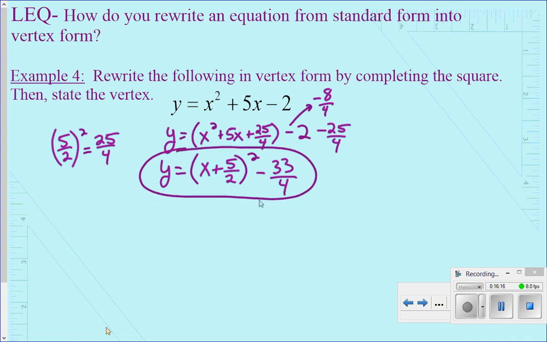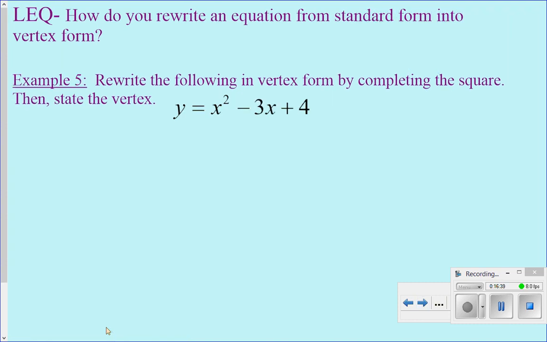You do not need to change these improper fractions into mixed numbers. You can if you want to, but you don't need to. Vertex, adding 5 halves is left 5 halves, so negative 5 halves, and down 33 fourths, so minus 33, or negative 33 fourths.